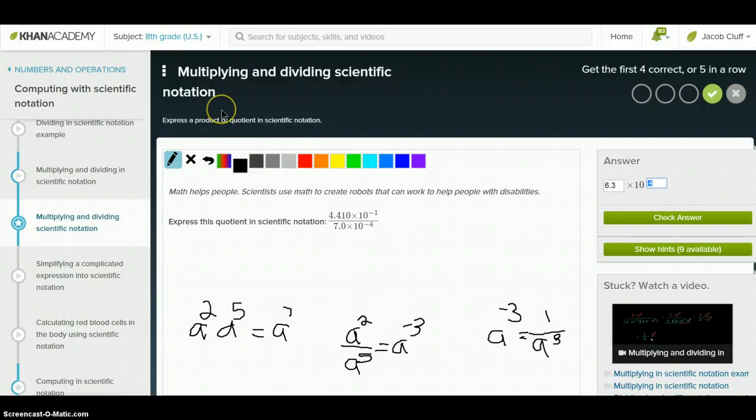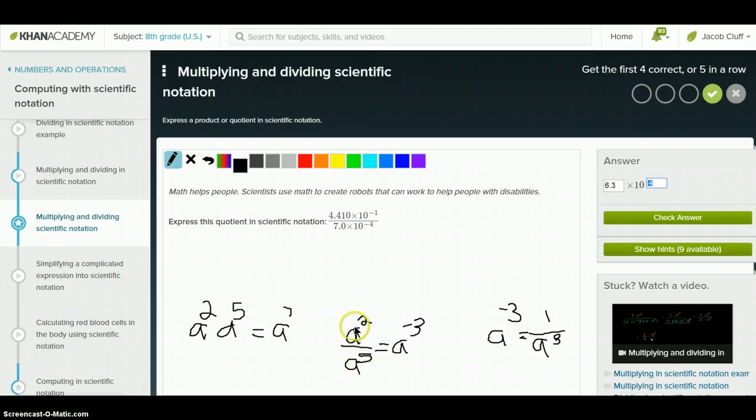So in this video I'm going to talk about multiplying and dividing scientific notation. So the first thing that we got to remember is that when we're multiplying or dividing exponents, we're going to add or subtract them. So if we're multiplying exponents, let's say we have a squared times a to the fifth, then we're going to add the exponents and keep the base the same. So a squared times a to the fifth is going to be a to the seventh, because that's 2 plus 5.